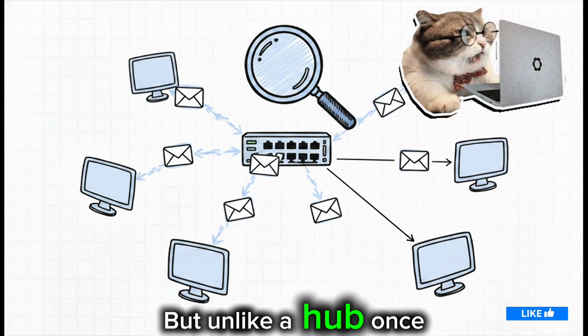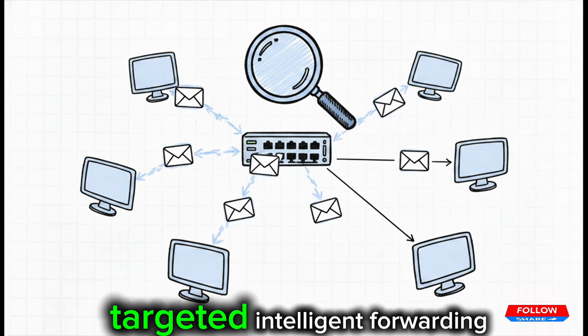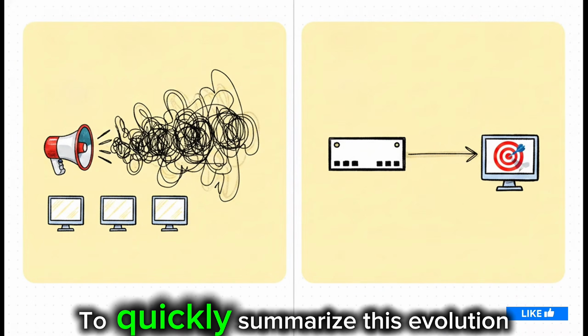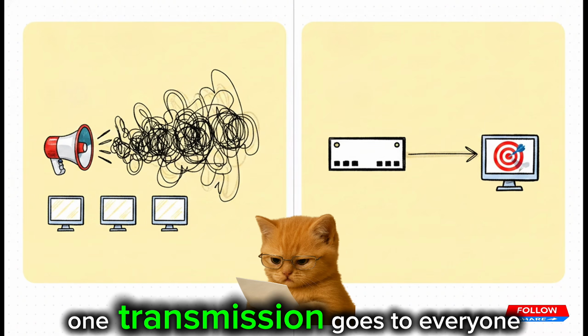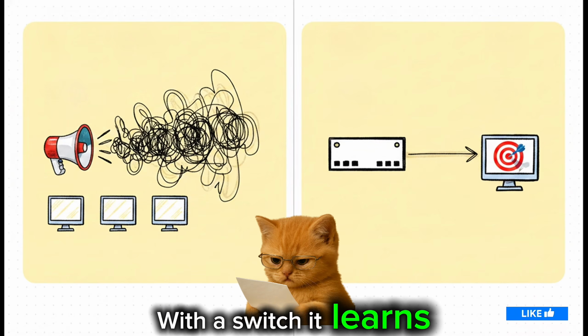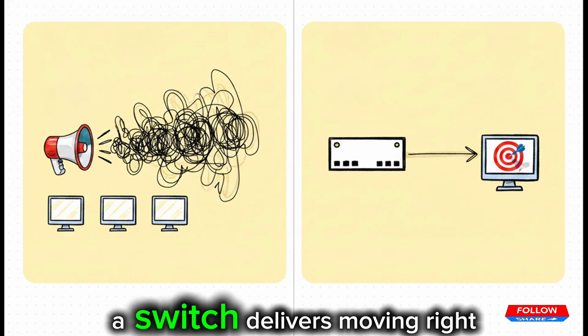But unlike a hub, once the switch gets a reply and learns the address, it goes straight back to targeted intelligent forwarding. To quickly summarize this evolution, let's compare the two. With a hub, one transmission goes to everyone. With a switch, it learns MACs and forwards intelligently. Put simply, a hub shouts, a switch delivers.